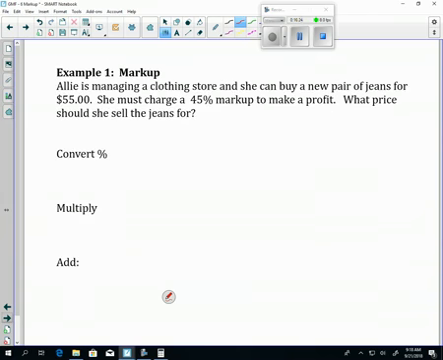So here's an example. Allie is managing a clothing store, and she can buy a new pair of jeans for $55. She must charge 45% markup to make a profit. What price should she sell the jeans for? Well, the first thing we do, we have to take our 45% and convert that to a decimal. So everything is divided by 100, and the decimal fraction would be 0.45.